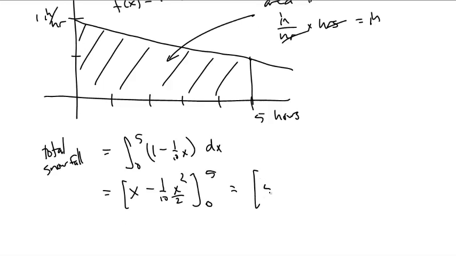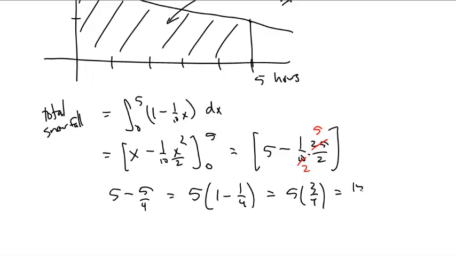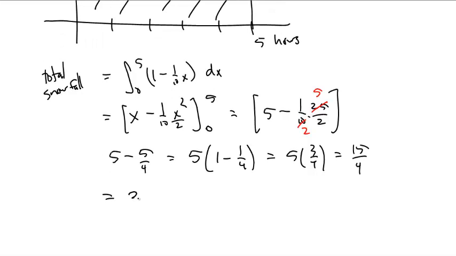So we get 5 minus 1/10 of 25 halves. And I might as well divide both of these by 5 while I can. And so it's 5 minus 5 fourths. Oh, probably the nicest thing to do is factor out a 5 and get 1 minus 1/4, or 5 times 3/4, or 15/4, or a little under 4 inches, right? This is 3 3/4 inches.